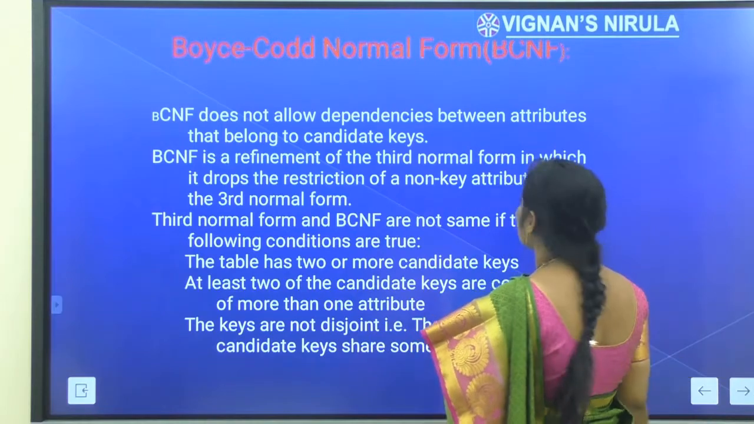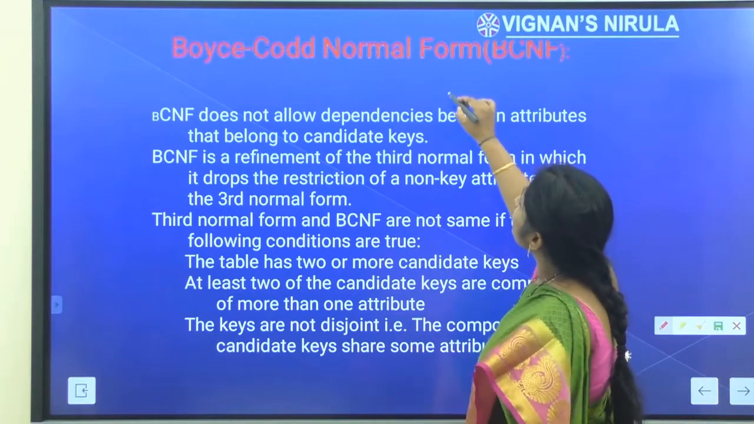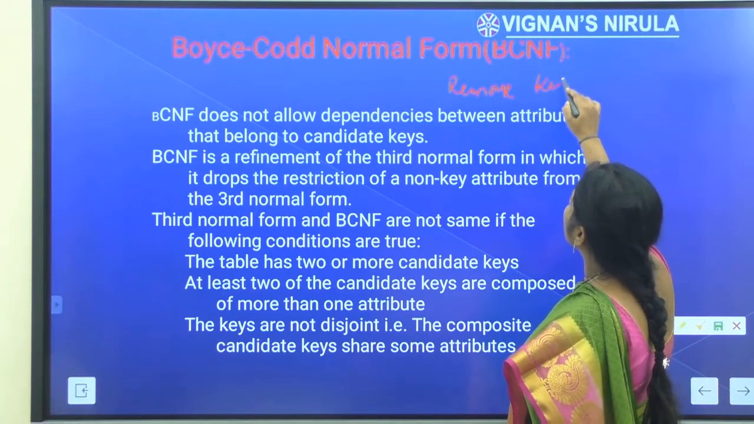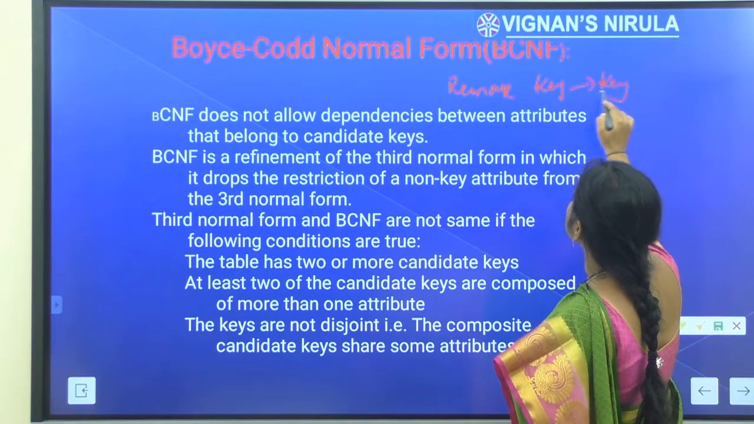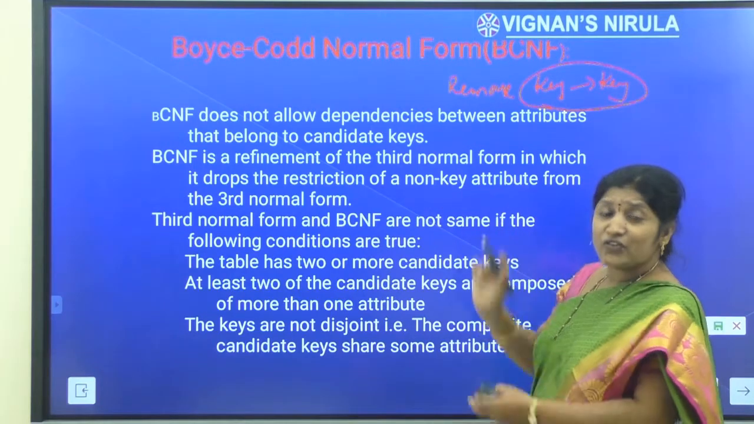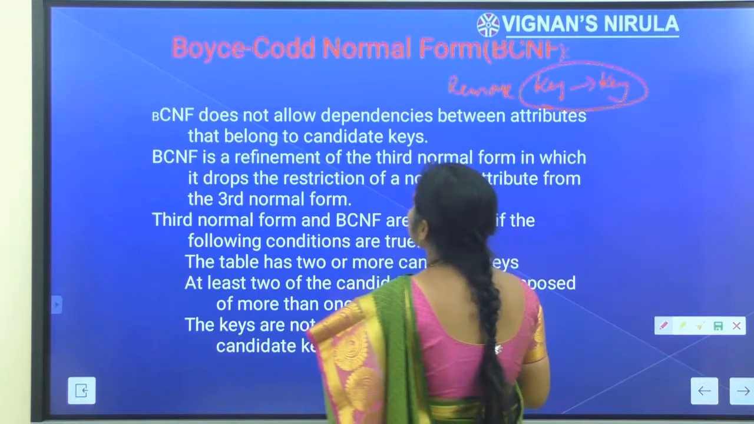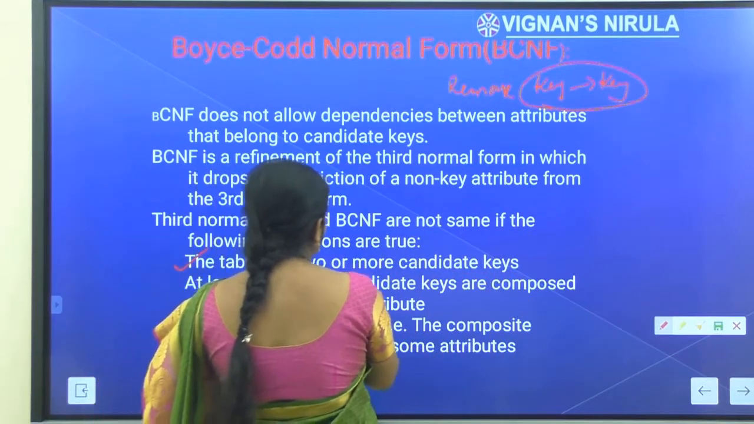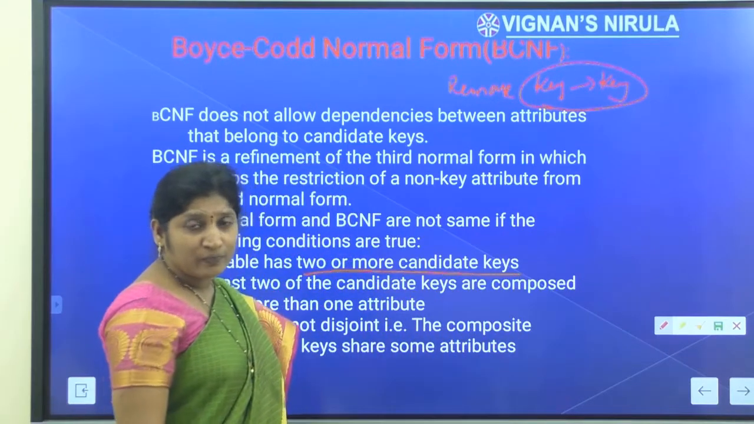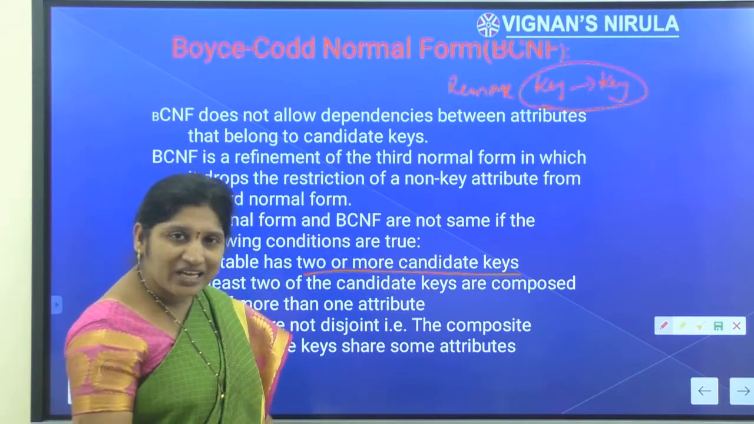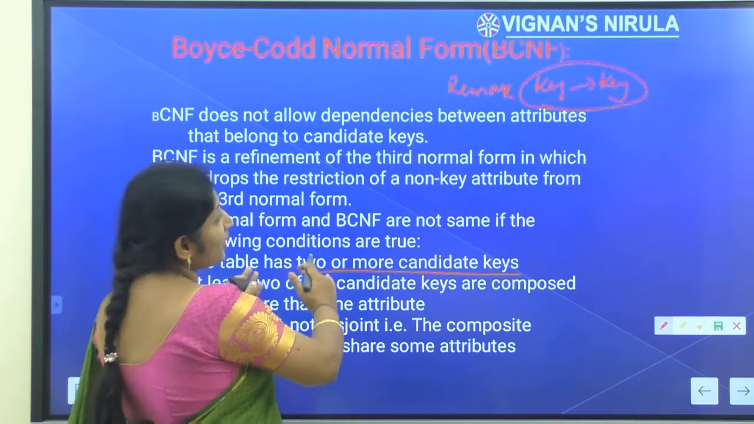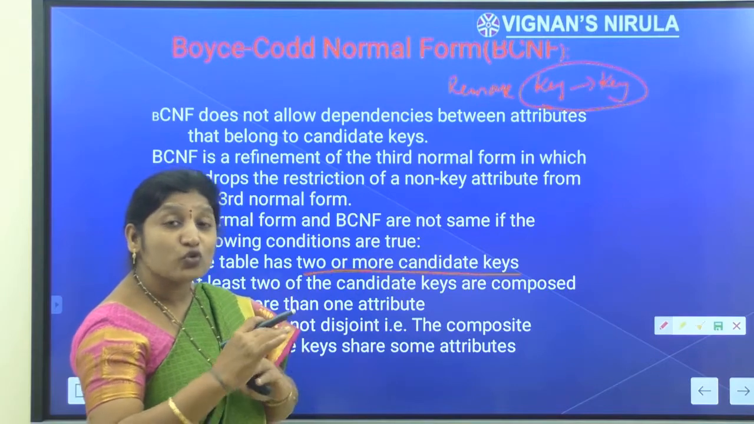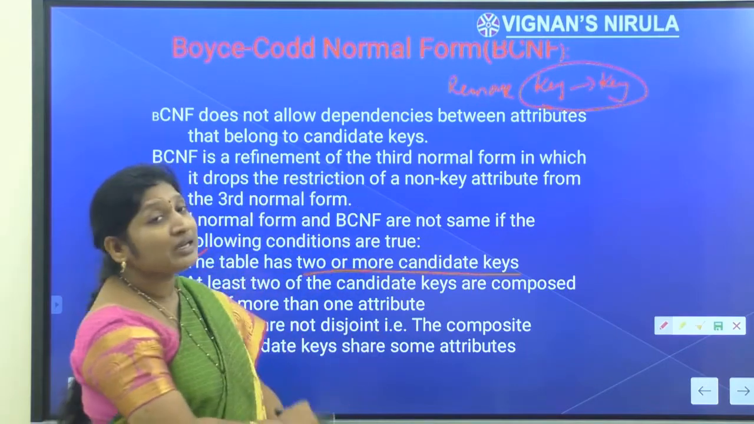What is the main aim of BCNF? It is to remove key to key relationships. This kind of key to key relationship will be present if there exists more than one candidate key in your table. If your table consists of more than one primary key and one primary key is dependent on another primary key, such dependencies should not be there according to the rule of BCNF.